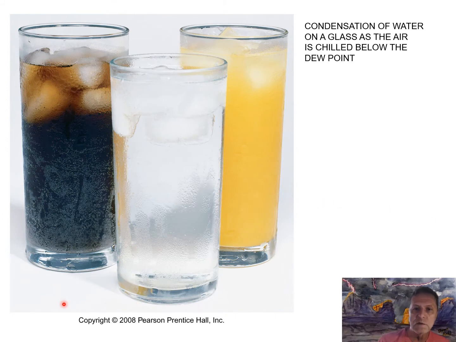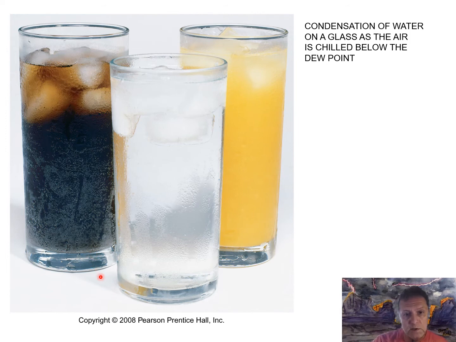So this is an illustration of something that we call dew point. Dew point is a temperature measure. Dew point is the temperature at which water condenses out of the atmosphere, out of the air. So if the air is chilled or cooled below the dew point, it will start to condense. And you see that as a thin film of condensed water droplets on the outside of these glasses of very cold liquid.